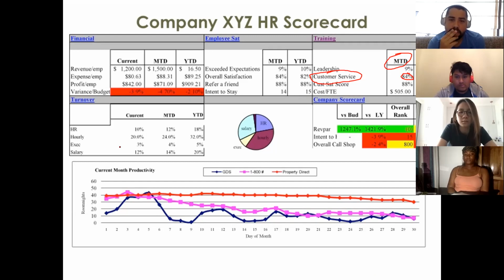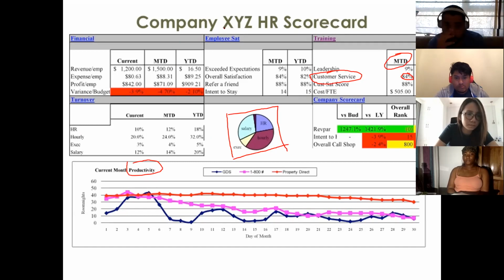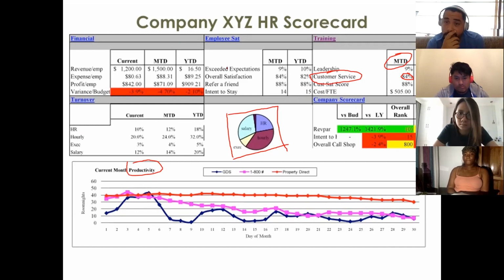We can see their turnover for the entire company. We can see our budget for the entire company if we want. We can see our monthly productivity, right? So this would be a company scorecard, actually, not a person scorecard. Here's employee satisfaction. Did we exceed our expectations month to date and year to date? How are we doing on referring people? Are we getting good referrals? How are we doing on people's intent to stay? This would be for the whole company.